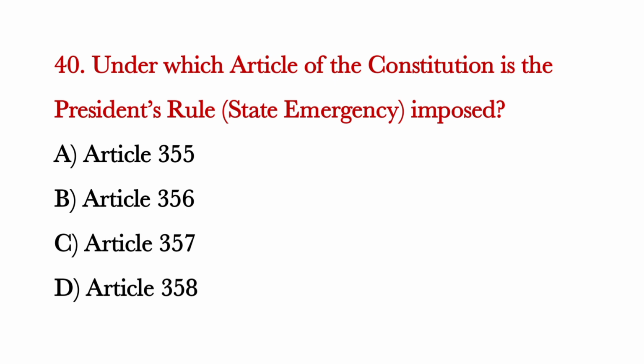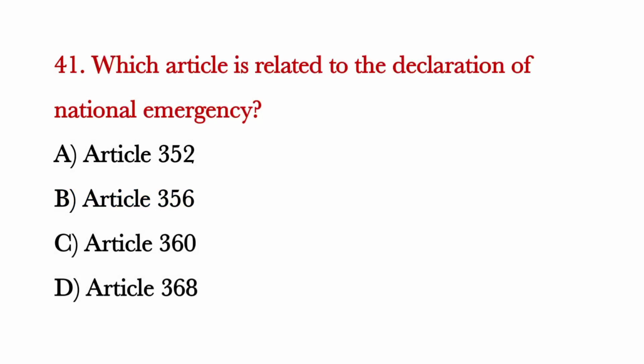Under which article of the Constitution is the President's rule state emergency imposed? Correct answer is option B, Article 356. Which article is related to the declaration of national emergency? Correct answer is option A, Article 352.